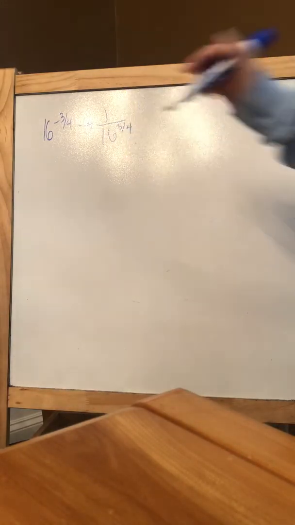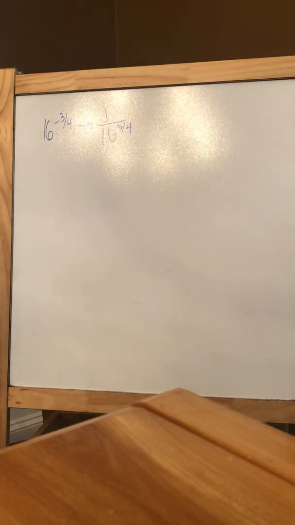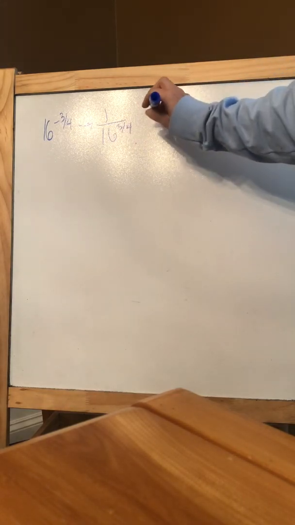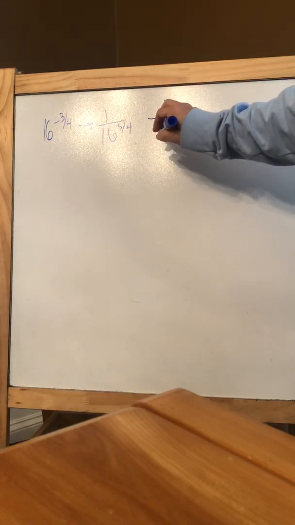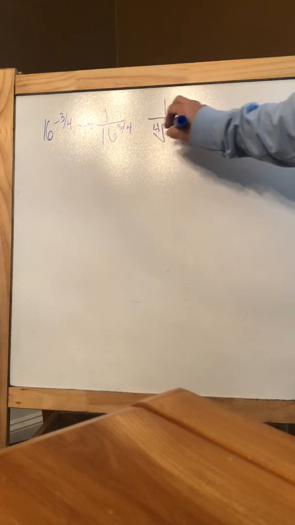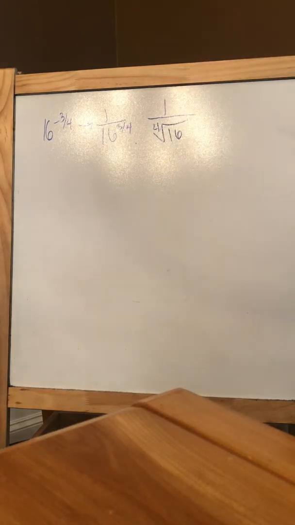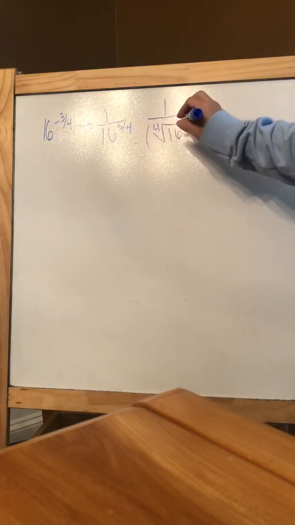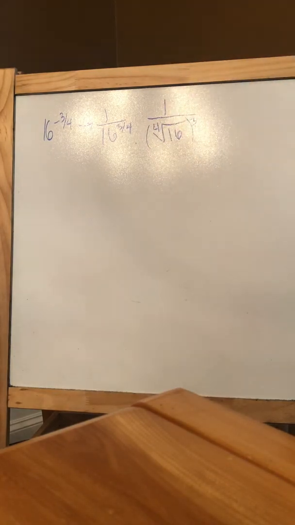All right, now what do we know about exponents written this way? We look at this bottom number and take it to that root. So we're going to have 16 to the 4th root, and all of this then is taken to the 3rd power. All right, so let's simplify it some more.